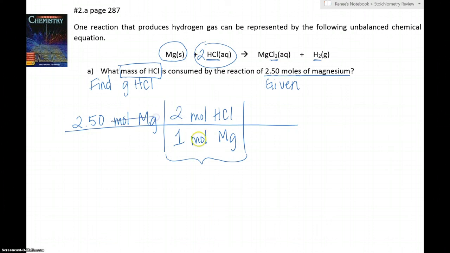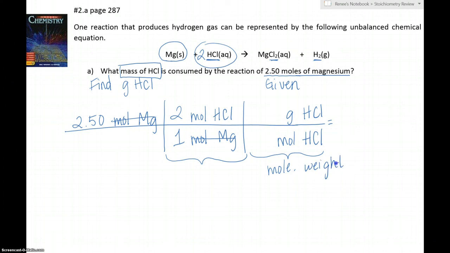Now that we've canceled our moles of magnesium, we need to cancel moles of hydrochloric acid. So we're going to put moles of hydrogen chloride or hydrochloric acid on the bottom. Then we're going to put grams of hydrochloric acid on top, since that's what we're trying to find. Whenever we have this step, it's our molecular weight, and it's always going to be with 1 mole.